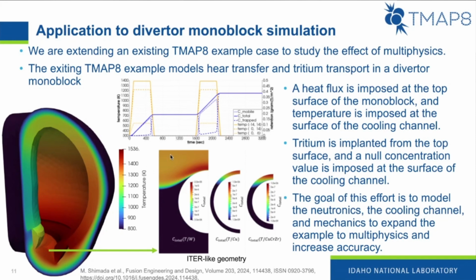And what we're looking at here is the divertor monoblock with the heat source from the top and tritium source from the top, and we follow the pulse operation, right? So the temperature increases, stays constant for a little bit, then decreases, and then tritium is implanted from the top as well. And so what we care about here is the temperature distribution in the divertor monoblock, knowing that there is some water cooling channel in the center here. So looking at the temperature distribution and the tritium distribution in the system.